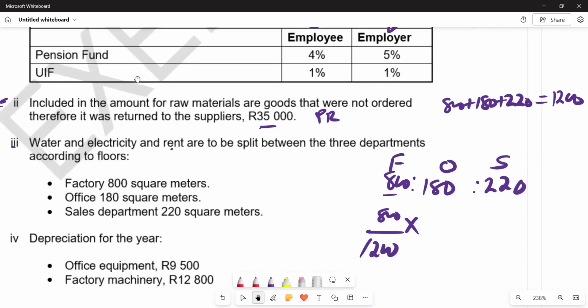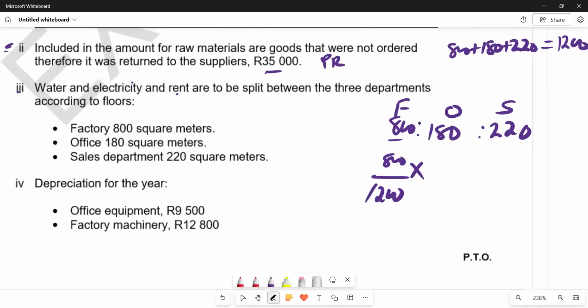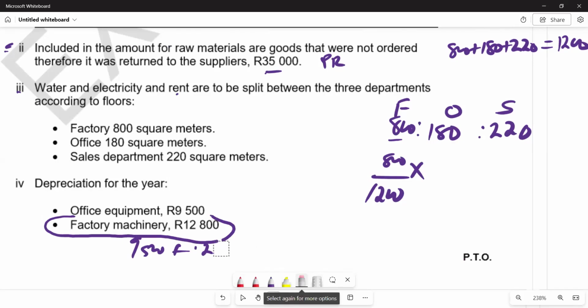We go to additional information, and you see that we are also given depreciation, whereby our depreciation is going to be 9,500 plus 12,800. We have got 9,500 for office equipment, 12,800 for factory machinery. But we know that factory machinery is the one pertaining to manufacturing. So this is the overhead. Office equipment is supposed to go to the office section. So we are not going to include all of them, but we are only going to take the figure that we have for factory, which is 12,800.